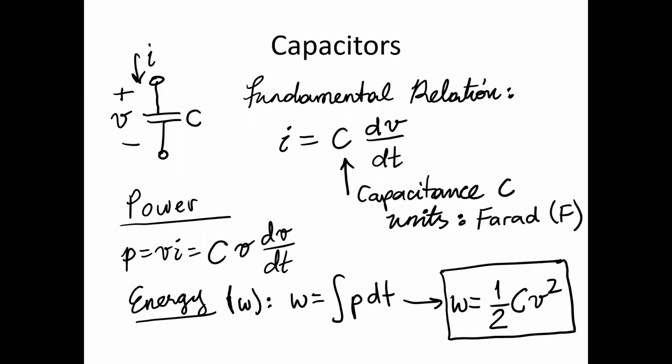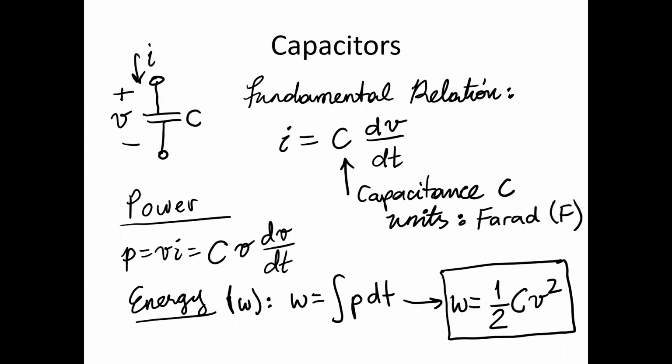Capacitors are governed by the fundamental relation you see on your screen, where the current is equal to the capacitance times the derivative of the voltage. Capacitance, usually represented with a C, is given in units of farad, usually abbreviated with an F. The power of a capacitor is calculated using the same P equals VI equation that we introduced to you in the beginning of the semester.